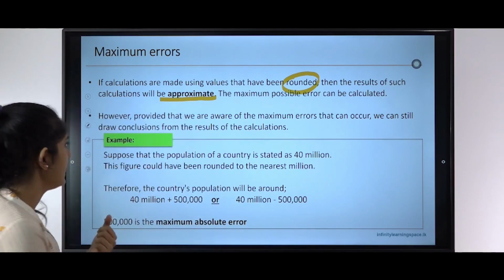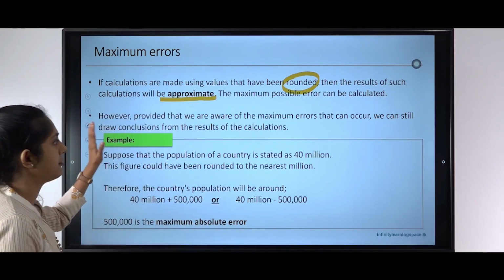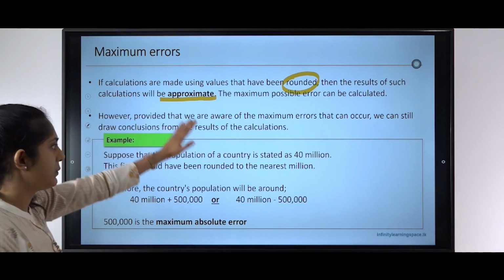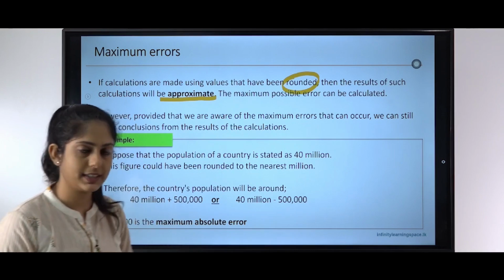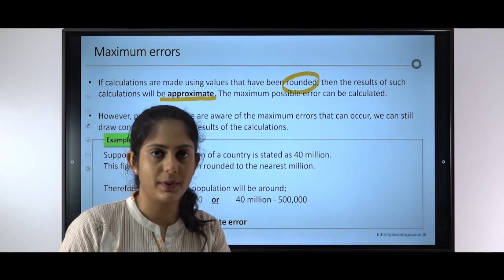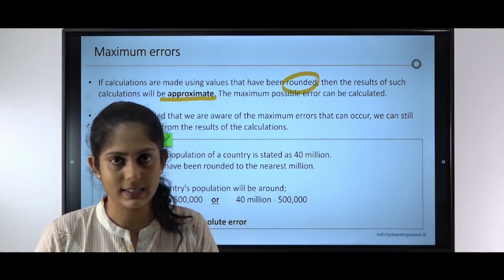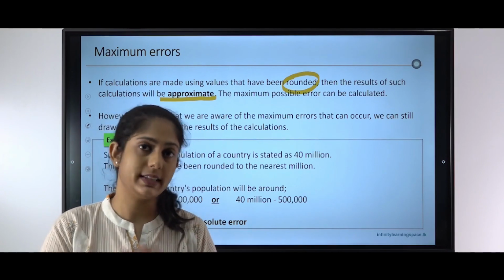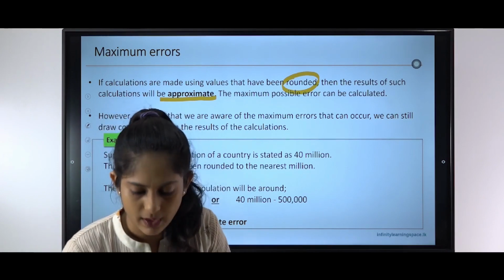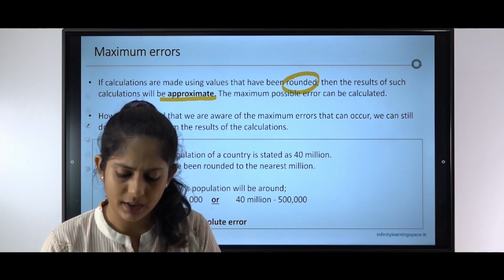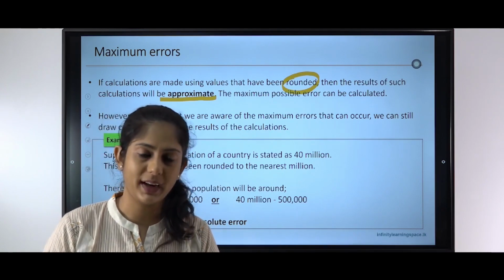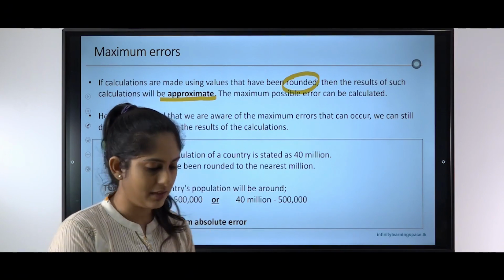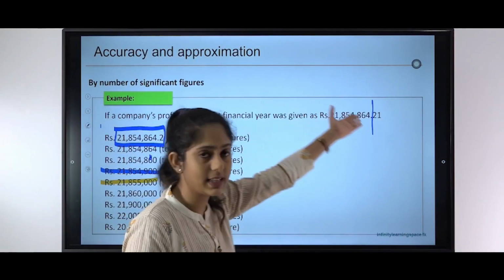However, provided that we are aware of the maximum error, we can still draw conclusions from the results. So when you do an approximation, you will have errors, correct? But let's say as a business person, you have rounded off everything, but if you know the maximum error and if that is small, you won't mind rounding off because it's a bit of a headache to see decimals like that.